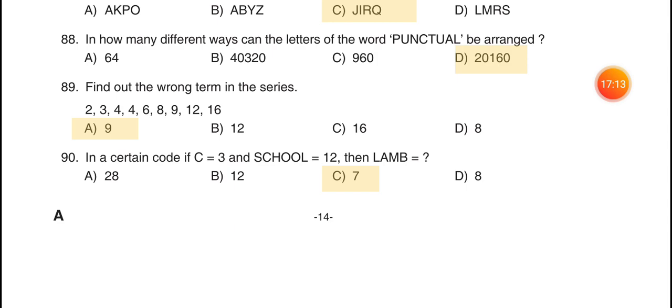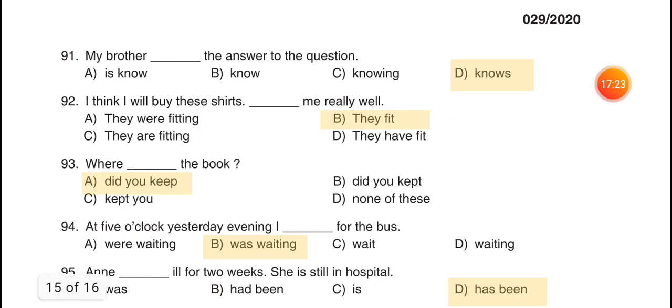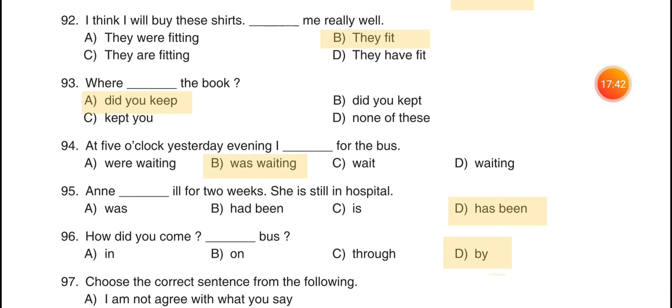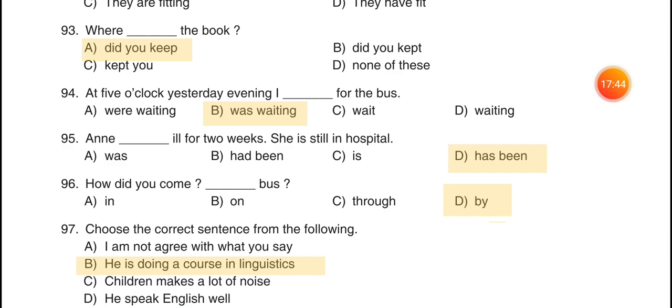90. In a certain code, if C equals 3 and school equals 12, then lamp equals? Option C, 7. 91. My brother dash the answer to the question. Option D, nose. 92. I think I will buy this shirt, dash me really well. They fit me really well. Option B is the right answer. 93. Where dash the book? Option A, did you keep the book?